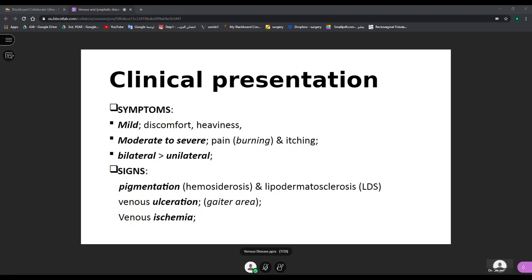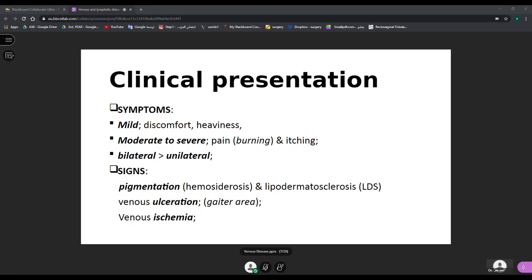Regarding the signs, in addition to the varicosities, which are dilated and tortuous veins, some patients might present with pigmentation. You may see, for example, blackish discoloration or dark skin involving these varicose veins and around them. And this pigmentation is known as hemosiderosis.